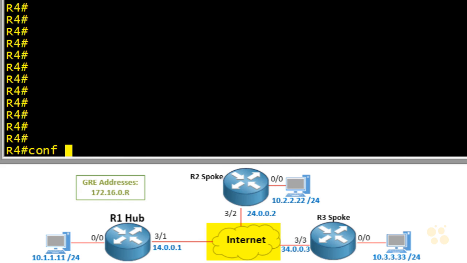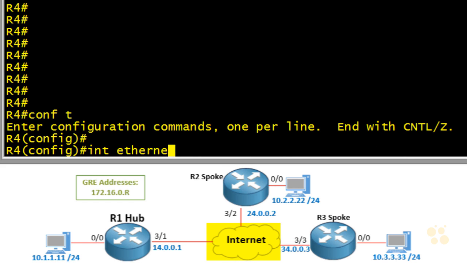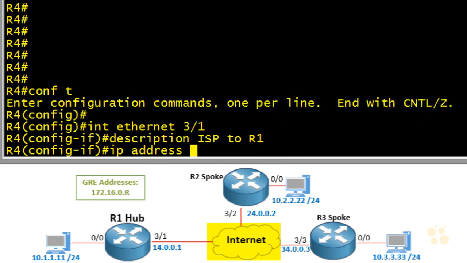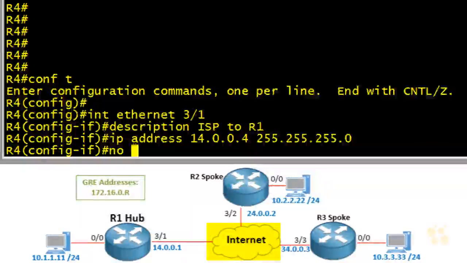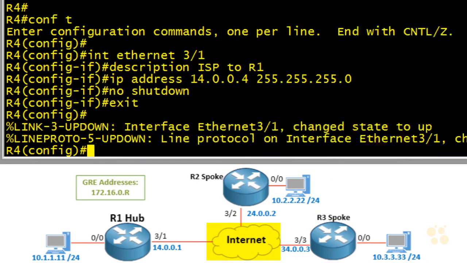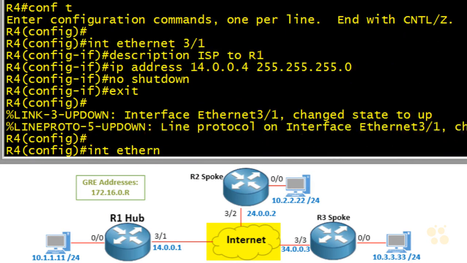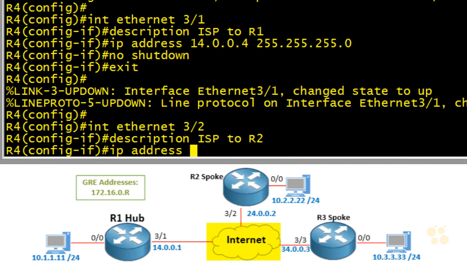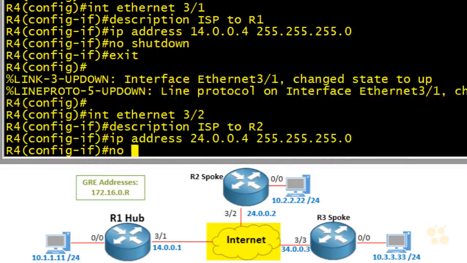So on router 4, our simulated internet, we'll go into configuration mode. We'll go into interface config for interface 3/1. We'll put on a quick description to remind us what this interface is connecting to. Then we'll give it the IP address of 14.0.0.4 with a 24-bit mask, and we'll bring it up with the command no shutdown. Next, we'll make a road trip over to interface 3/2. We'll give it a quick description to remind ourselves of what it's doing. We'll give it the IP address of 24.0.0.4 with a 24-bit mask. And then we'll bring it up with the command no shutdown.